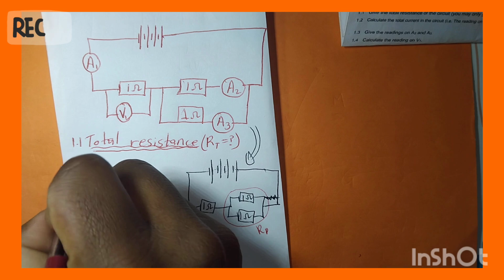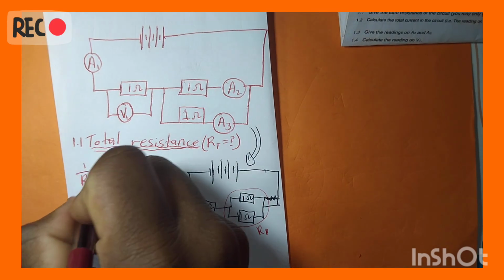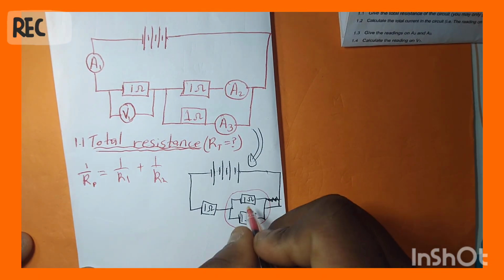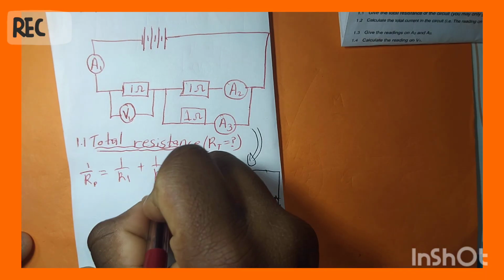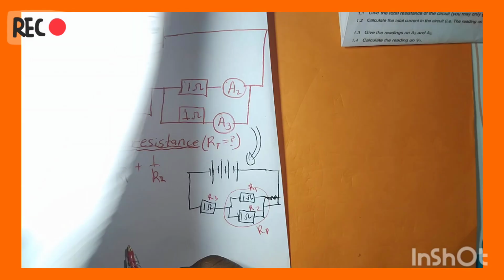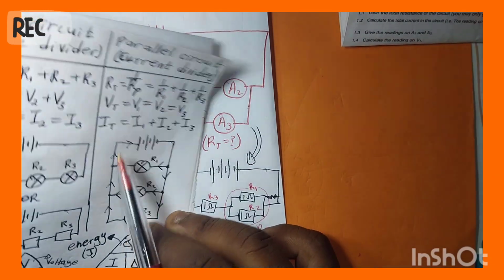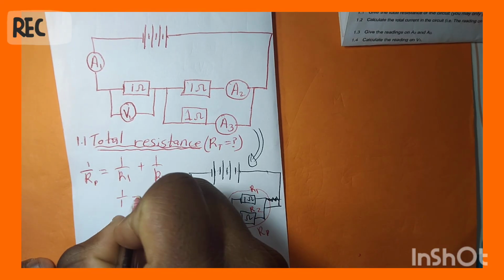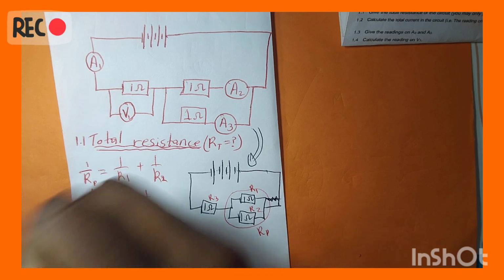So the parallel equation is 1 over RP equals 1 over R1 plus 1 over R2. This one I will name R1, R2, and this is R3. So the equation that I just used is the one for a parallel circuit. What I will do is substitute here. I got 1 plus 1, and here it's 1 over RP.